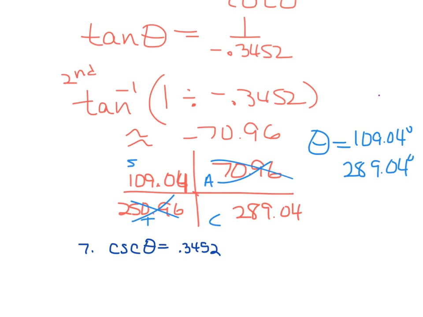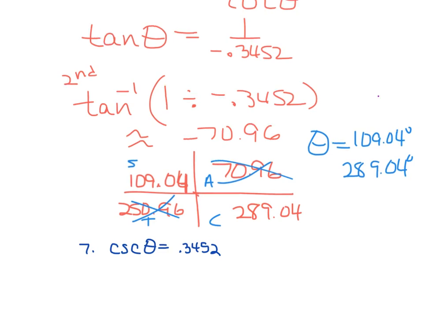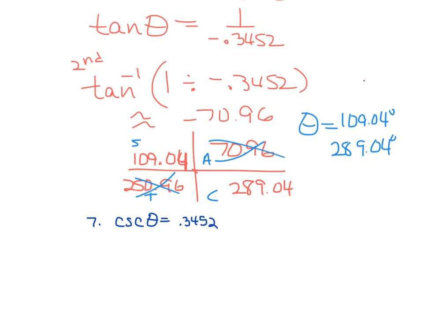Next one. Everybody try the next one. Tell me what you get. Again, this is a reciprocal. Not possible. You should be getting an error because cosecant has to be greater than 1 or less than -1. So if you've memorized that range, you don't even have to do the problem. Just tell me it's empty set or not possible.